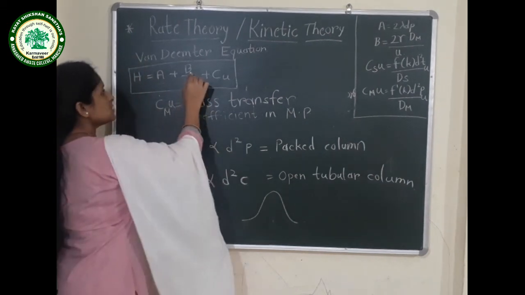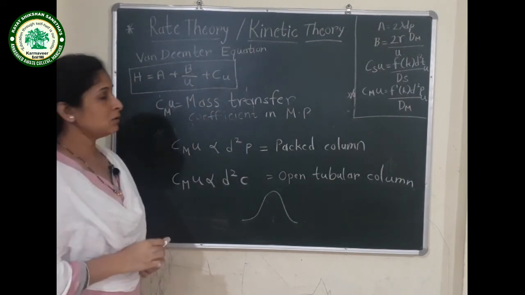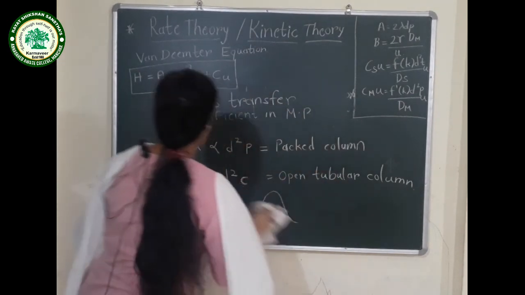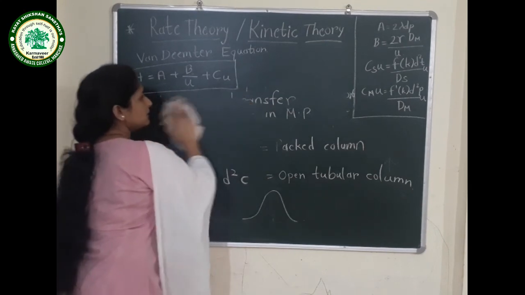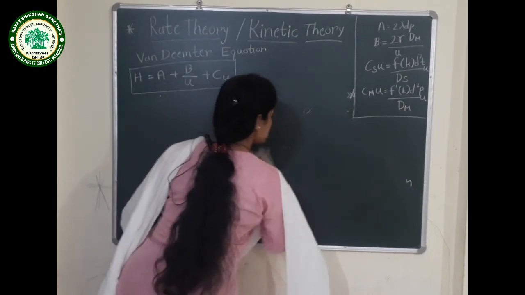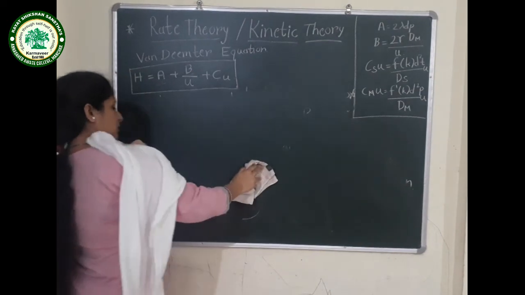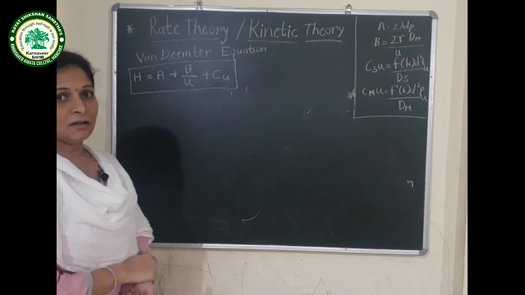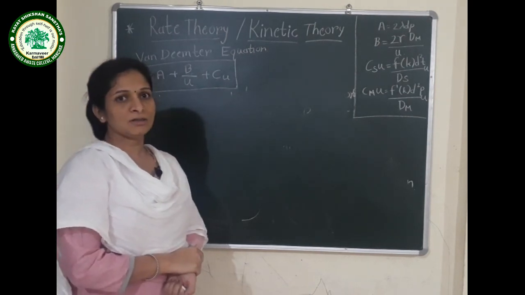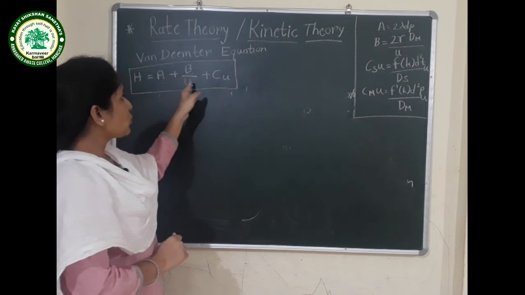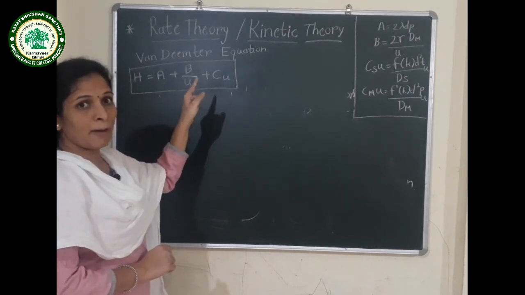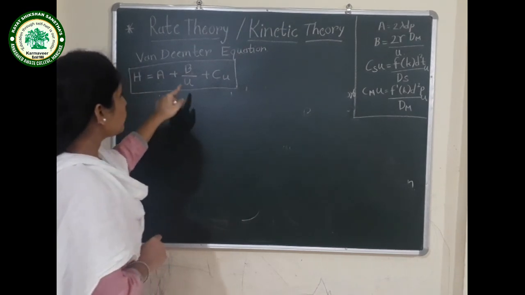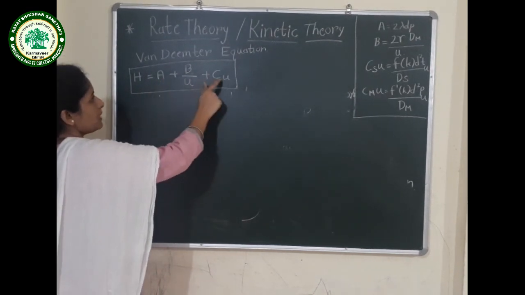Now this is B, the longitudinal diffusion. Now in this longitudinal diffusion there is the turbulence effect, and that turbulence effect shows band broadening. Okay, now that turbulence effect is absent in liquid chromatography. The turbulence effect is only shown by gas chromatography. Longitudinal diffusion is shown by gas chromatography. Therefore the equation for liquid chromatography is changed and it is A plus Cu.